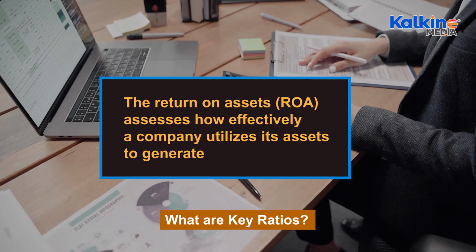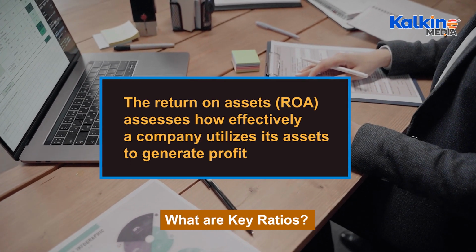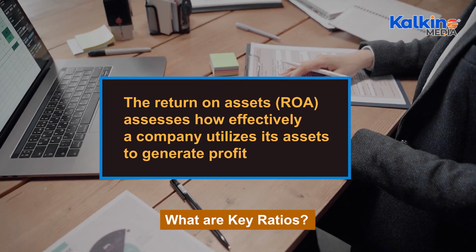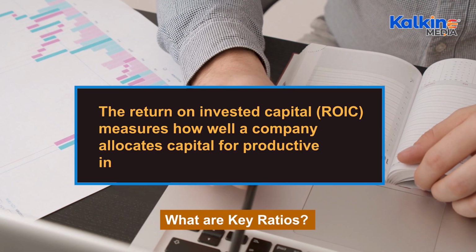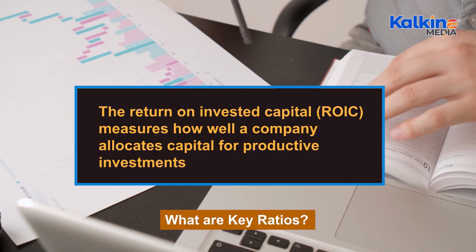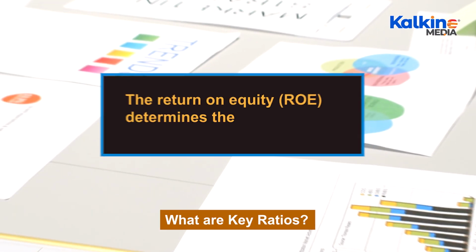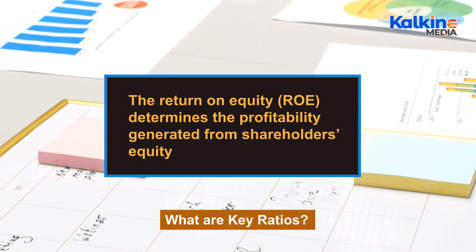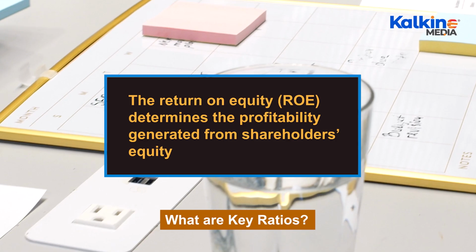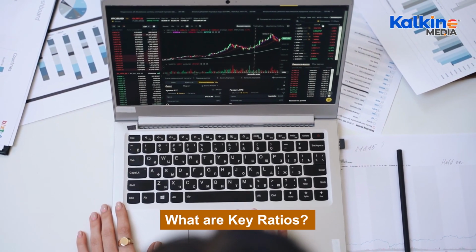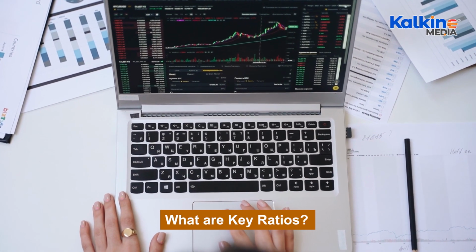The return on assets, ROA, assesses how effectively a company utilizes its assets to generate profit. The return on invested capital, ROIC, measures how well a company allocates capital for productive investments. The return on equity, ROE, determines the profitability generated from shareholders' equity. Market value ratios help investors analyze a company's stock performance.